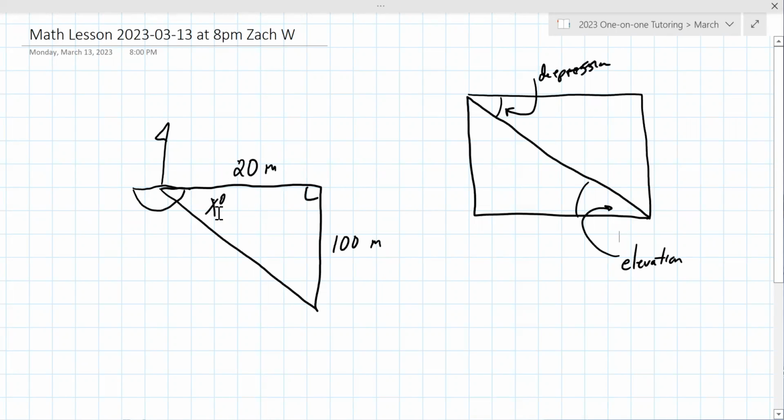Do you remember how you find X based on getting these two sides? It's very similar to what we said last night. Are these the adjacent, the opposite, or the hypotenuse? Adjacent and opposite. So which of the three trigonometric functions would that be? That would be tan. Yes. Tangent of X equals what divided by what? 100 over 20. Yes, which is 5. You can reduce that if you want. So the tangent of X equals 5.